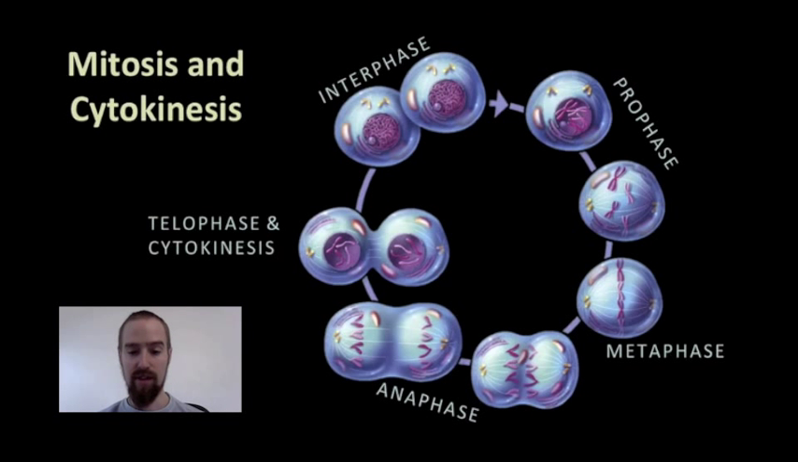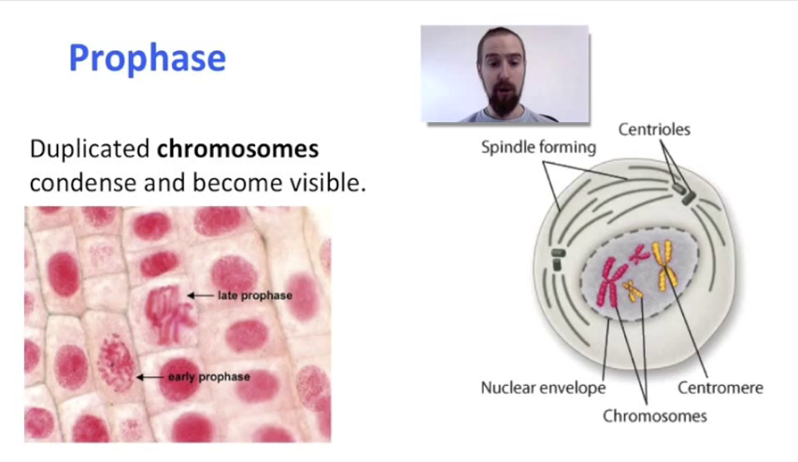Let's take a look at each one of these phases, starting with prophase, the first phase of mitosis. During prophase, duplicated chromosomes begin to condense from the loose mass of chromatin found in the nucleus during interphase. We can see here in this microscope photo what that looks like in real-life cells.